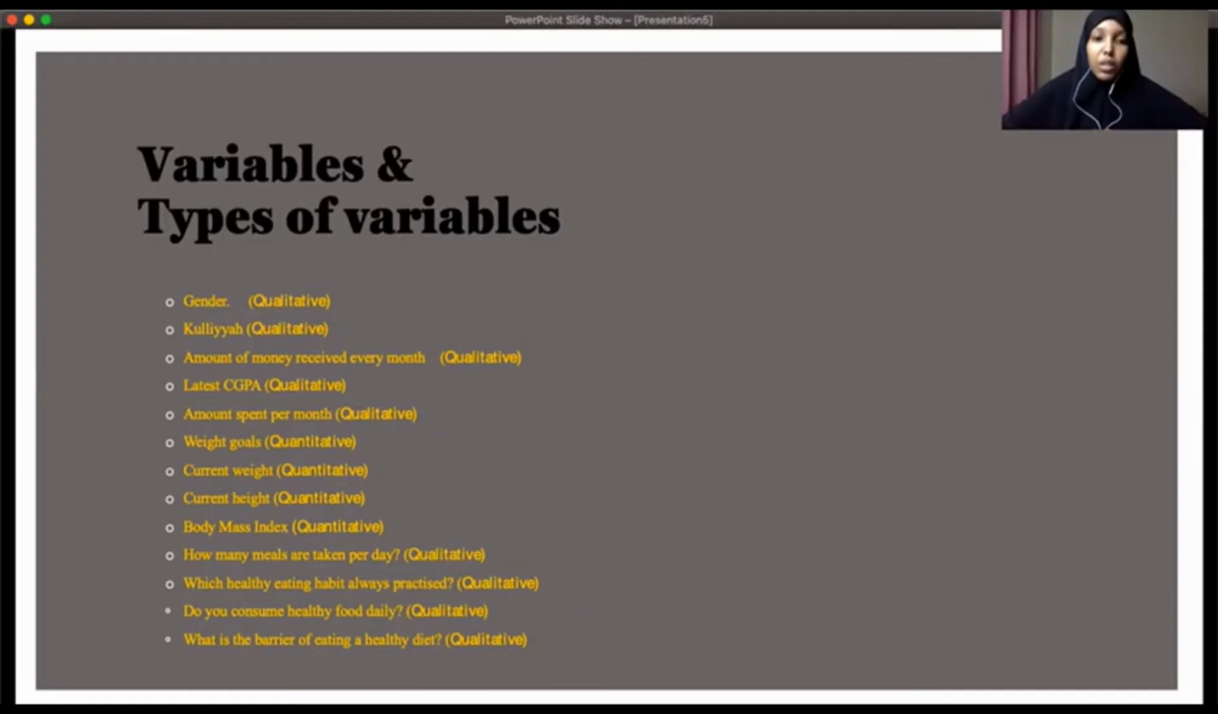How many meals are taken per day is qualitative. Which healthy eating habit is always practiced is qualitative. Do you consume healthy food daily is qualitative. What's the barrier of eating a healthy diet is qualitative.